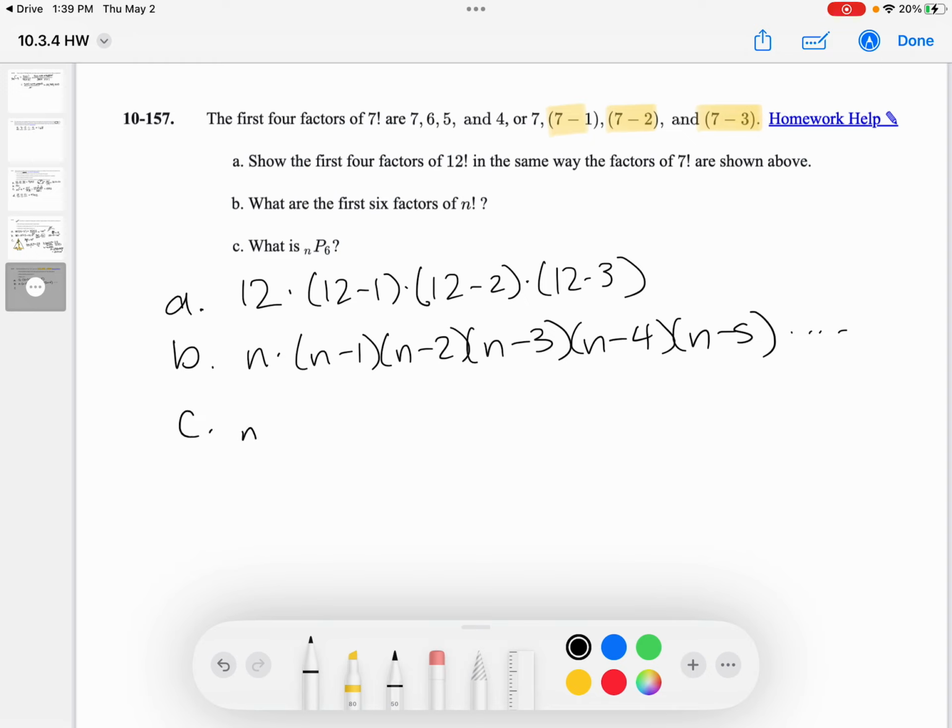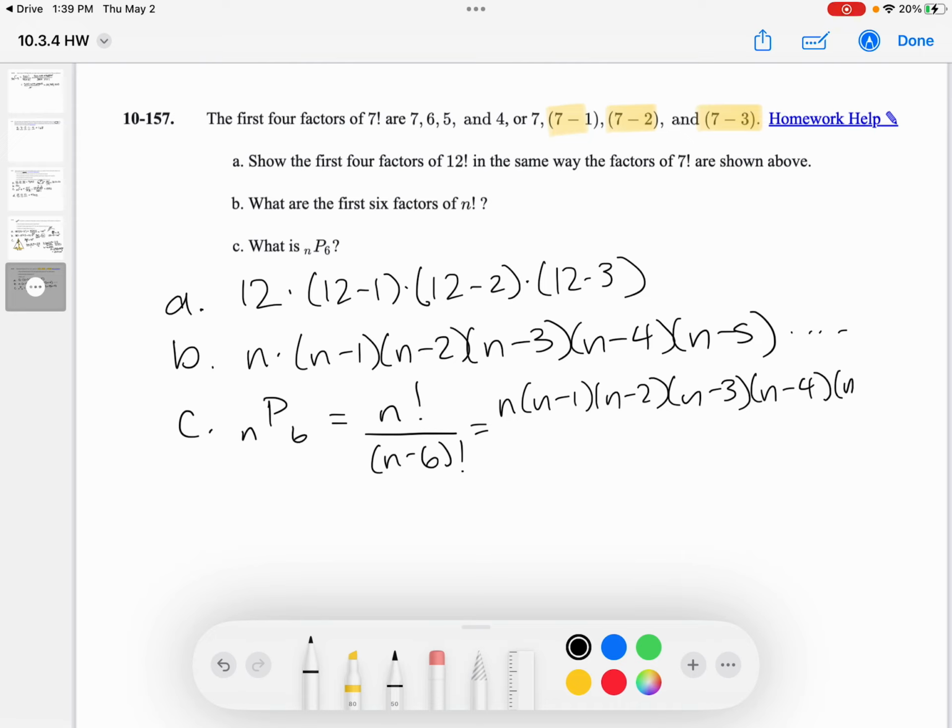Okay, so now it's asking us, what is the permutation n choose 6? Let's remember our equation for permutations. It's n factorial over n minus 6 factorial. Well, I'm going to write n factorial in this special way: n times n minus 1 times n minus 2 times n minus 3 times n minus 4 times n minus 5 times n minus 6 factorial, all over n minus 6 factorial.